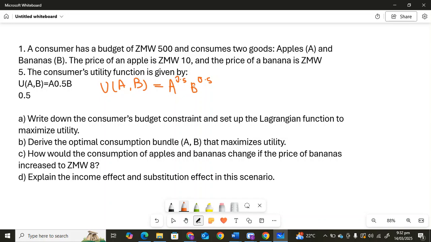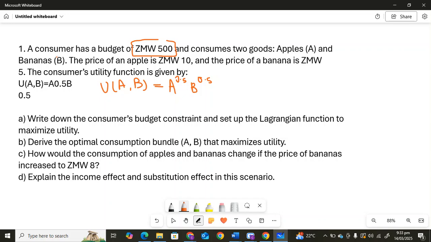This topic is under consumer theory. Okay, we're trying to analyze consumer behavior. Remember, economics is all about making decisions with limited resources. So in this question here, this is on budget constraint. Your limited resource is this 500 kwacha, and you can only consume two goods, A and B. So we're trying to find out for this consumer how many units of good A and good B does this consumer need to have so that they get the maximum satisfaction?